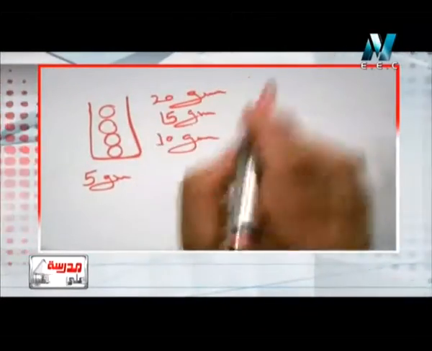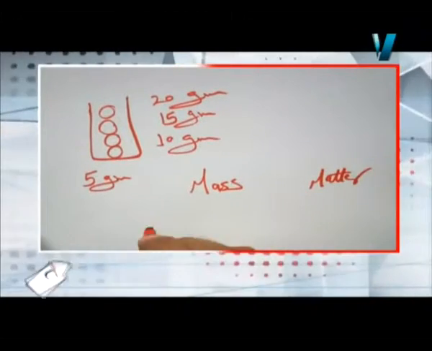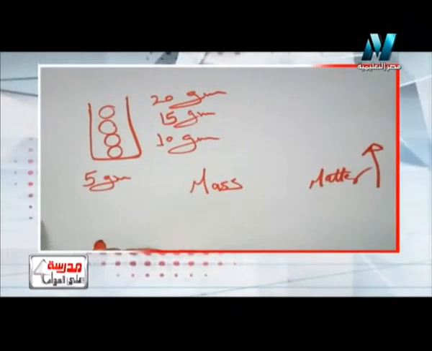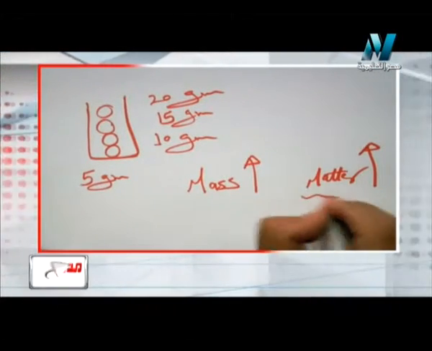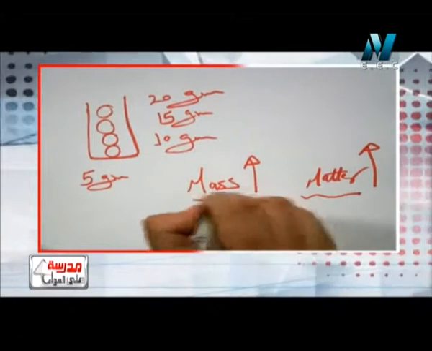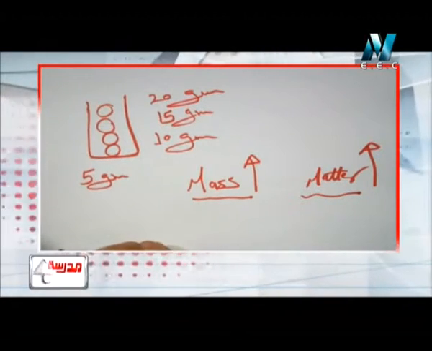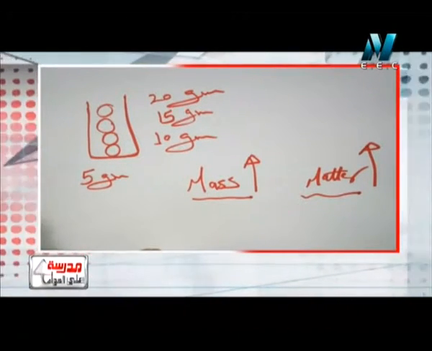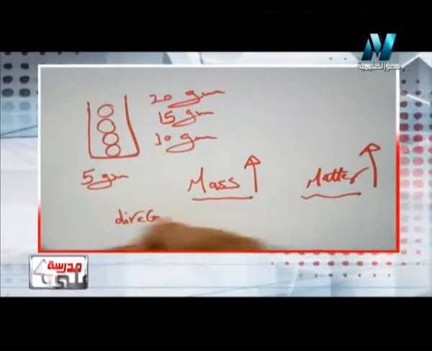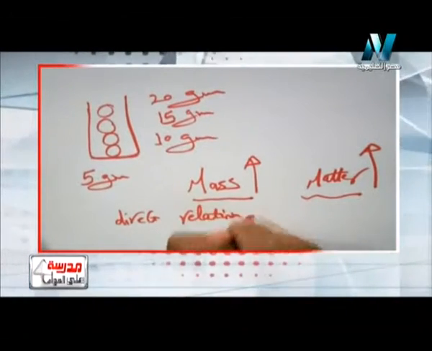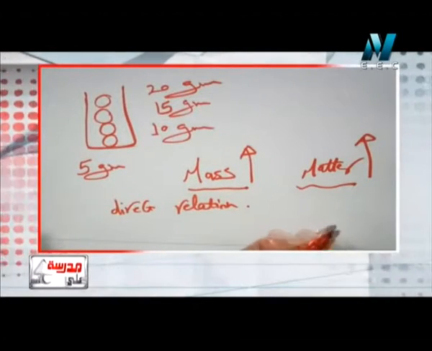What happened to mass when I increase the matter? I think when the matter increases, لما الماتر بتزيد, the mass increases too. Again, when the matter increases, لما بزود المادة, mass increases, الكتلة بتزيد. So we can say that the relation between mass and matter is a direct relation. كلمة مهمة قوي خدناها في primary 5. Direct relation, علاقة طردية. What is a direct relation? The two factors: when one increases, the other also increases.